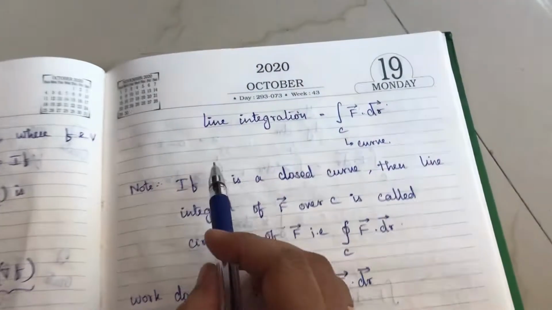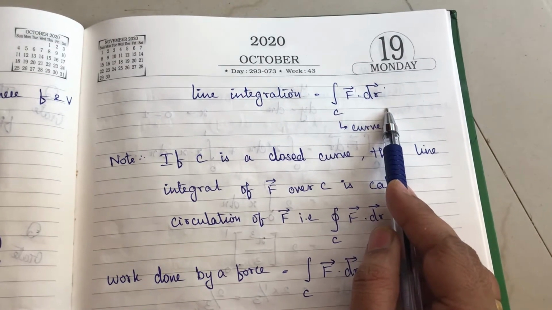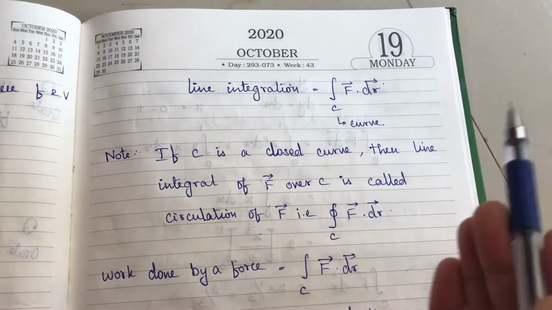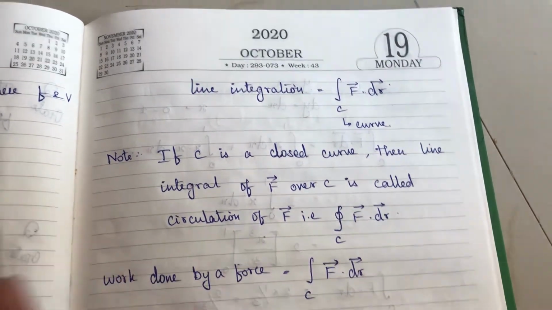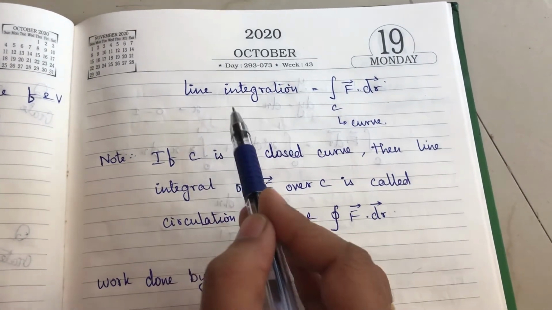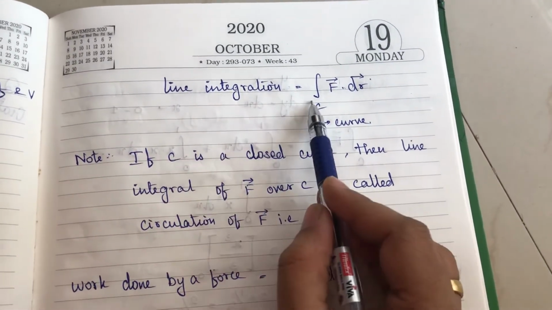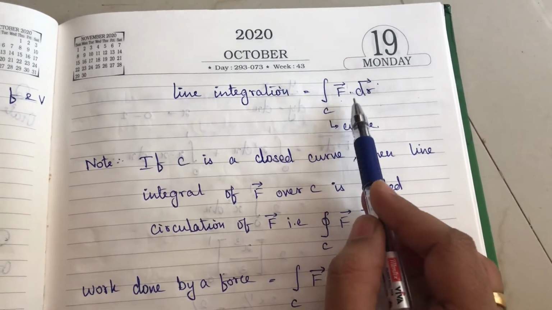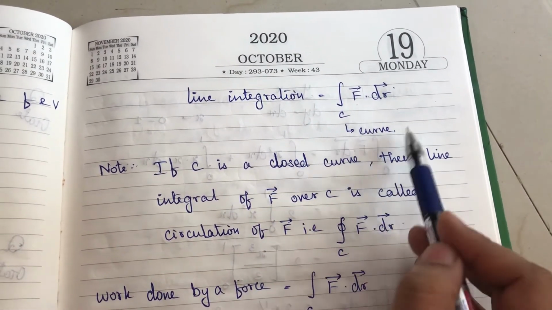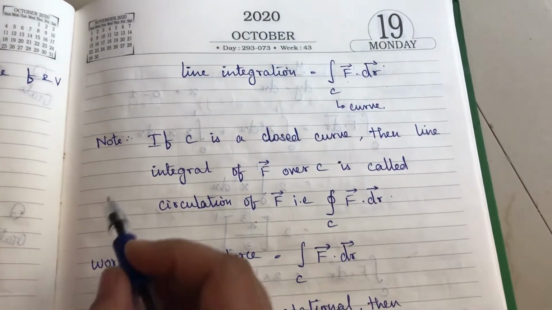And this line integration is equal to the integral of f into dr, right? So they have a formula here, integral of f into dr. Up to this we have seen only the differentiation. So divergence, gradient, curl all come under the differentiation. Line, surface, volume will come under the integration. Okay, so line integration is equal to the integral over C of f vector into dr vector. What is this C? C is a curve. Along the curve there is an integration, which is nothing but line integration.